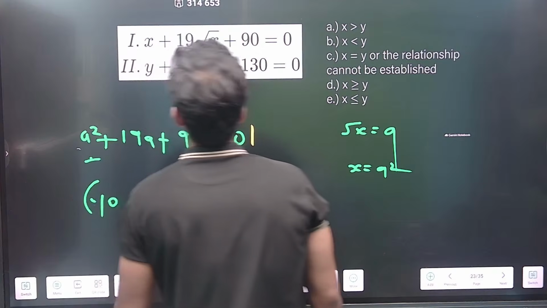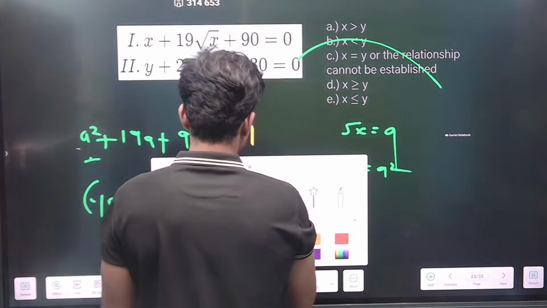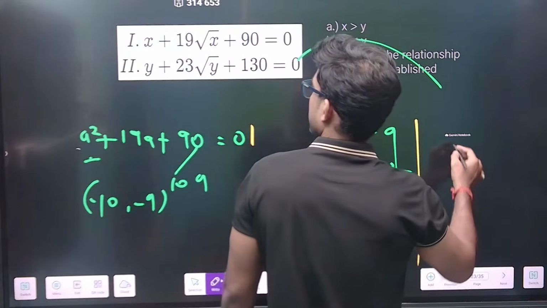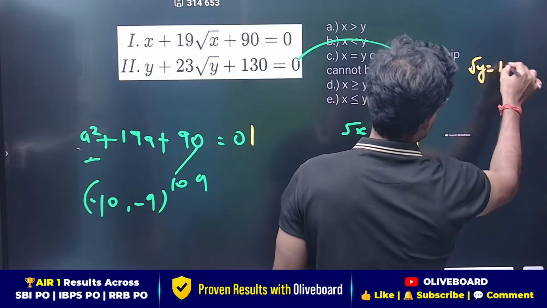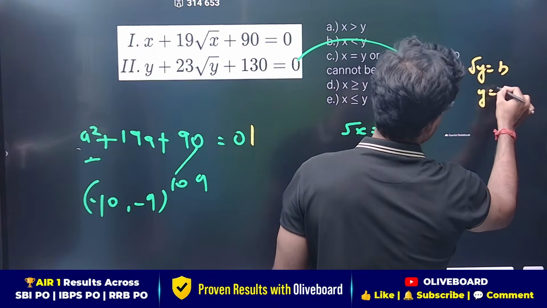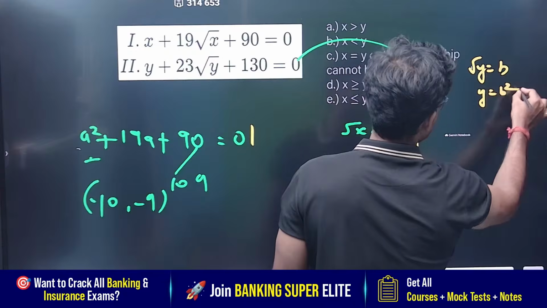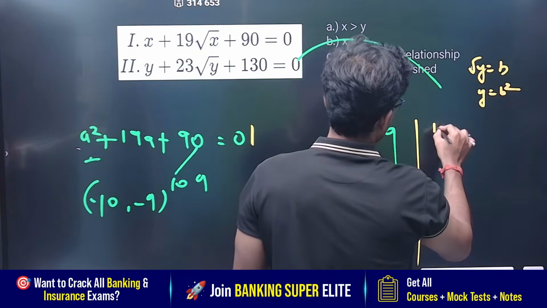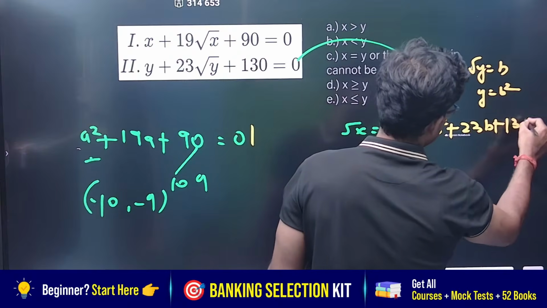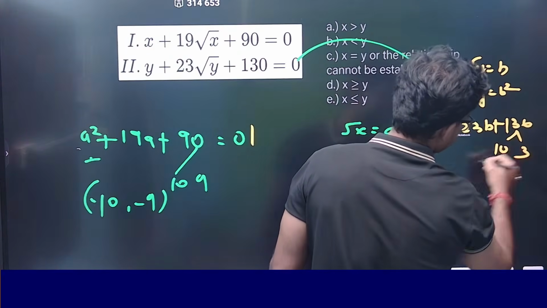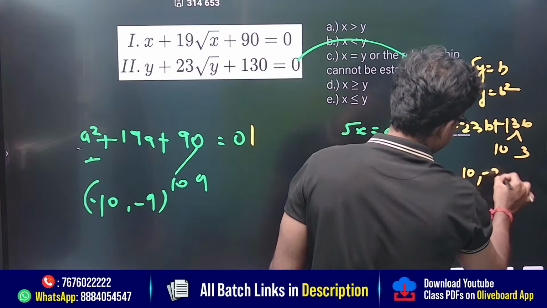Is it right? Same thing we can do here. Root y is equal to b. So y is equal to b square. So it should be b square plus 23b plus 130. This is 10 and this is 13. So y is equal to minus 10 and minus 13.